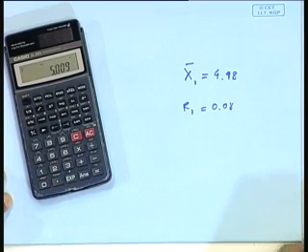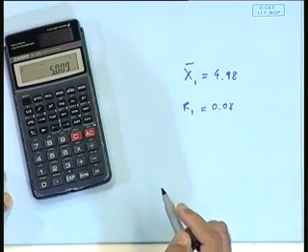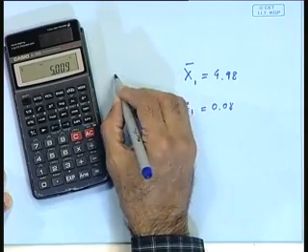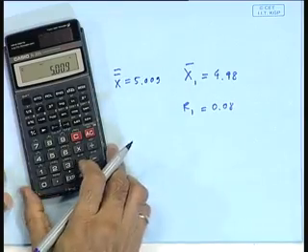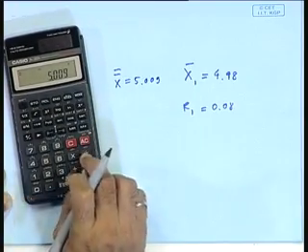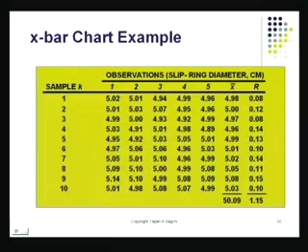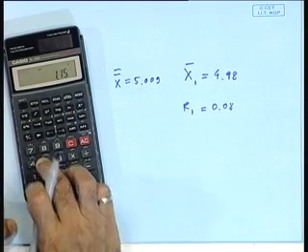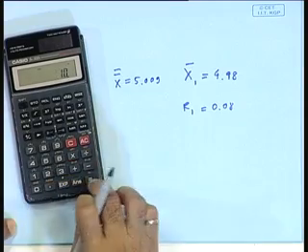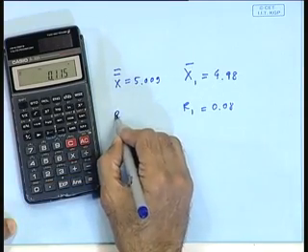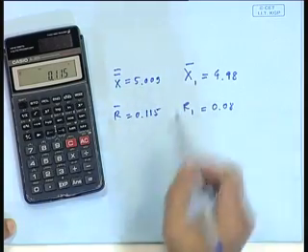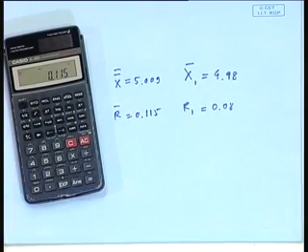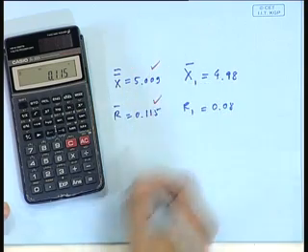And that turns out to be 5.009. So, my X double bar is going to be 5.009. What about R bar? How do I find R bar? All I do is look at the sum of R's, and that's 1.15. So, I put in 1.15, divide that by 10. So, my R bar value turns out to be 0.115. I have these two key quantities that I'll be using to construct my UCL and LCL.